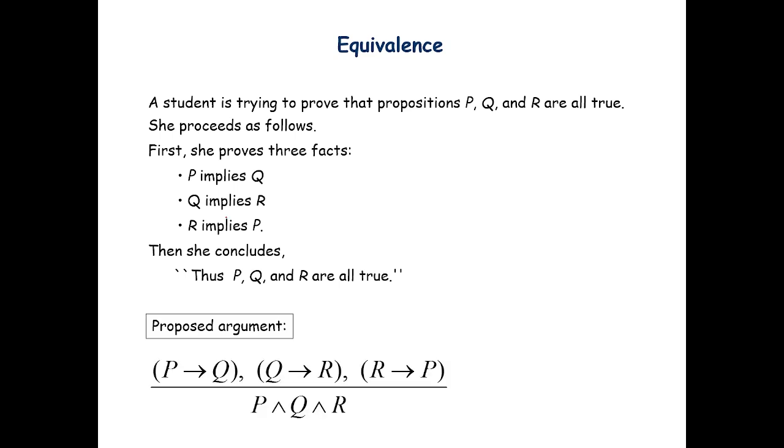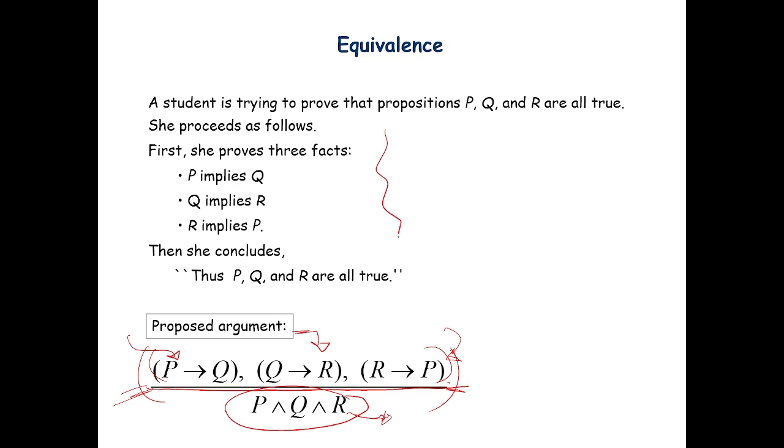Okay, so this is a writing form. You write the hypothesis up here, and this is her conclusion. You can also write it like this. Every question can be written like this. Premises go up here in the numerator, almost a numerator, and the conclusion is written in the denominator. So this is her proposed argument, and we have to see if her argument is valid.